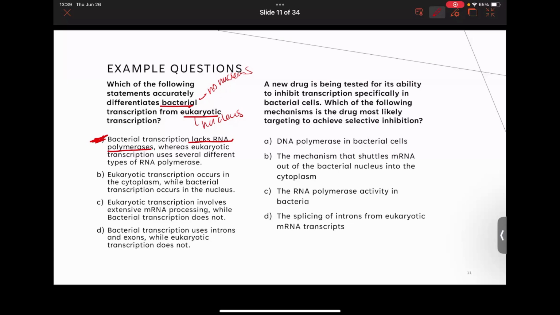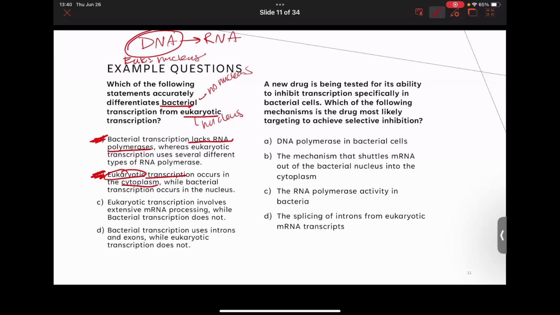Eukaryotic transcription occurs in the cytoplasm. No. Remember, transcription was DNA to RNA. And in a eukaryote, DNA is always in the nucleus, period. So it can't occur in the cytoplasm, which is outside of the nucleus. Anywhere outside of the nucleus is the cytoplasm. So this is not B.